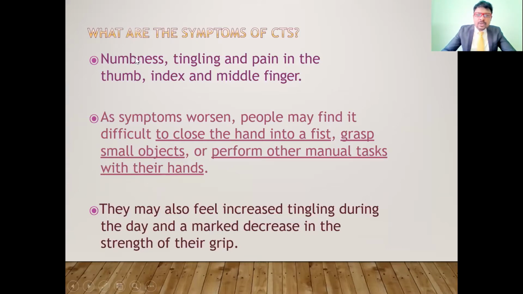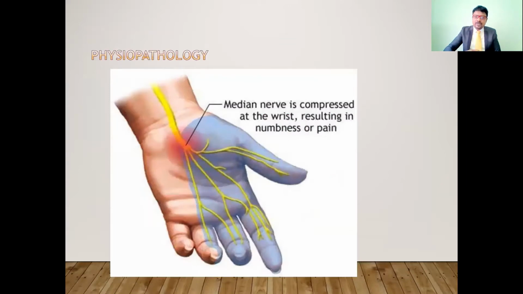The symptoms are numbness, tingling, and also pain in the thumb, index, and middle finger. These particular regions are going to be affected. So this is the lateral part of the hand. The thumb, index finger, middle finger, and half of the ring finger are going to be affected.